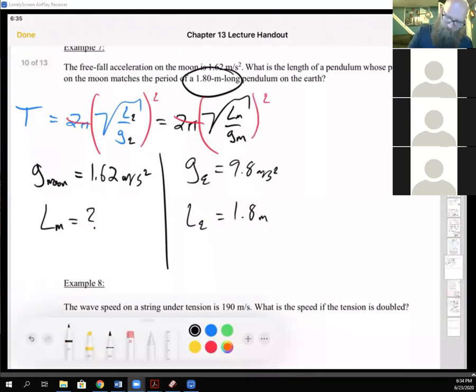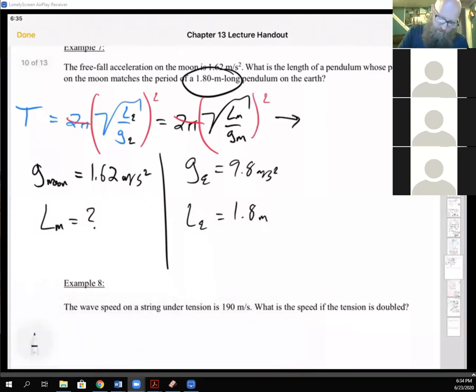So now let me write another line. What that means is L Earth over G Earth equals L Moon over G Moon. And that's a simple equation, right? And that lets me answer this question very quickly, because again, G on the moon is about 1/6 of G on Earth, which means the length on the moon needs to be 1/6 of the length on Earth.